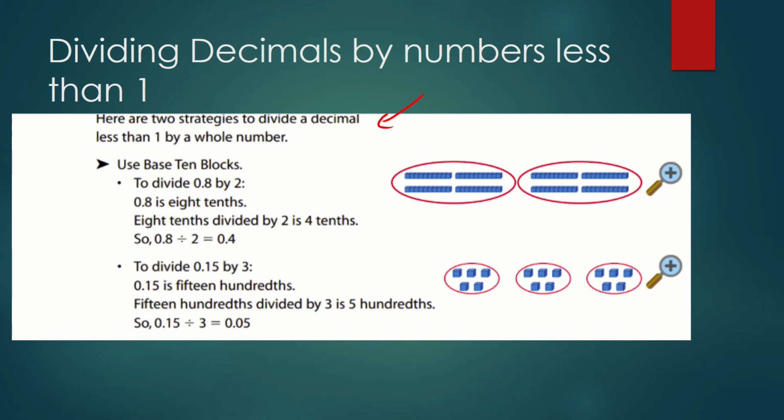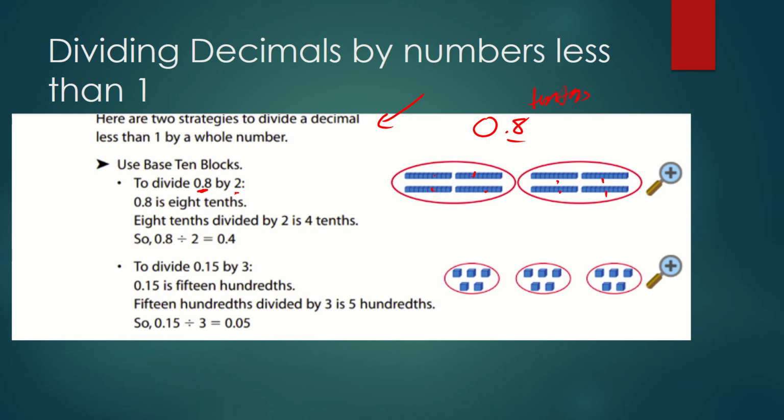So, with base 10 blocks, what we always do is we're going to do 0.8 divided by 2 here. So what I have to do first is model 0.8. 0.8 is in the tenths, the eighth, okay? So what we're going to do is put 8 tenths. So we have 1, 2, 3, 4, 5, 6, 7, 8.